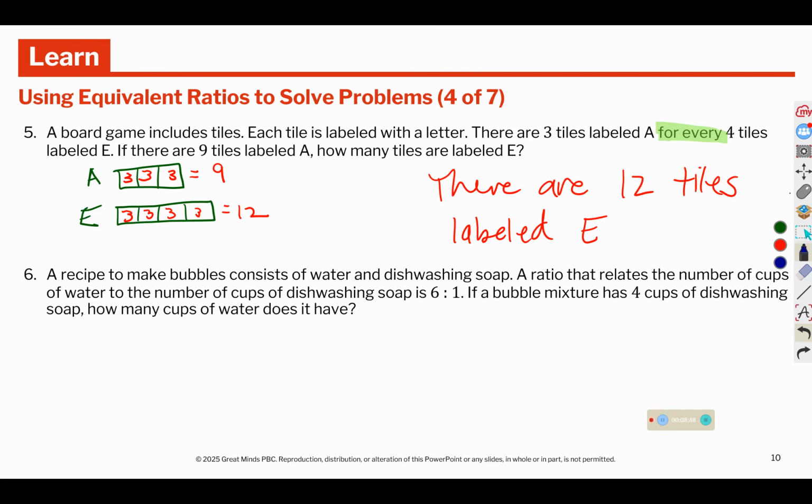A recipe to make bubbles consists of water and dishwashing soap. A ratio that relates the number of cups of water to the number of cups of dishwashing soap is 6 to 1. If a bubble mixture has 4 cups of dishwashing soap, so the soap is 4, how many cups of water does it have? Well, 4 is getting broken up into one box. 4, 8, 12, 16, 20, 24.